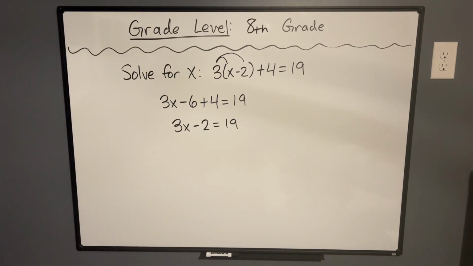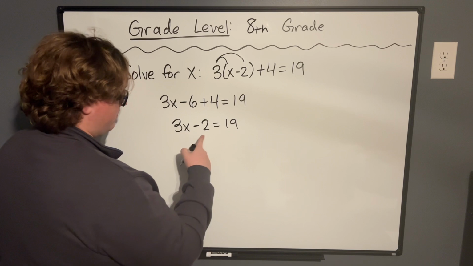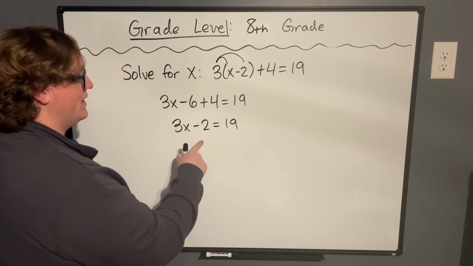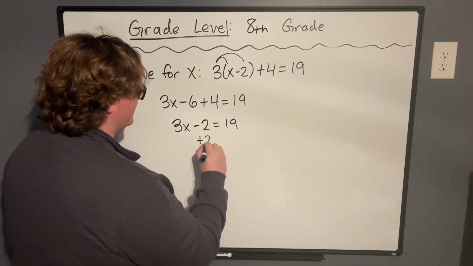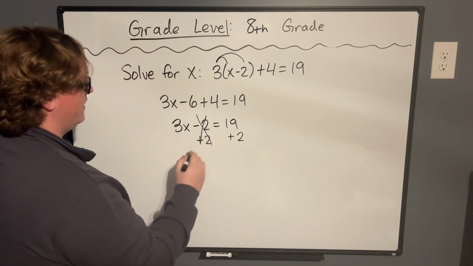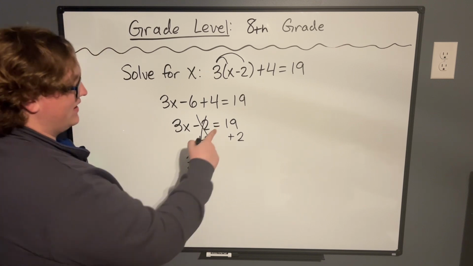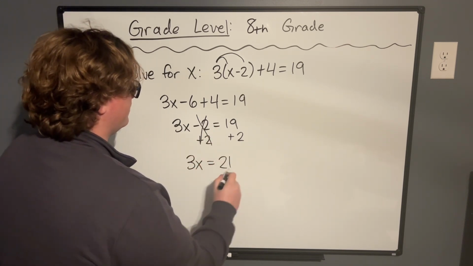And then now this is like solving a normal algebra equation. We want to try to solve for x. So what we need to do is isolate it. So we need to get rid of this 2 right here. So since we're subtracting it here, we want to add it to both sides. So plus 2 plus 2. So this will cancel out. I just have 3x on the left now. And on the right, 19 plus 2 gives me 21.